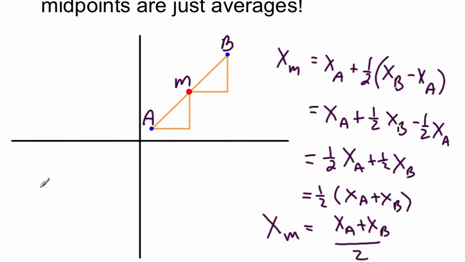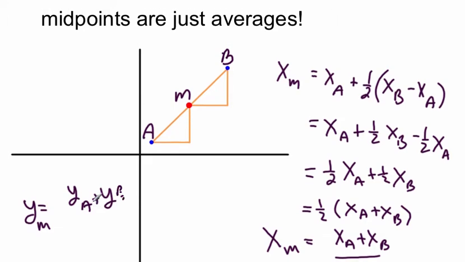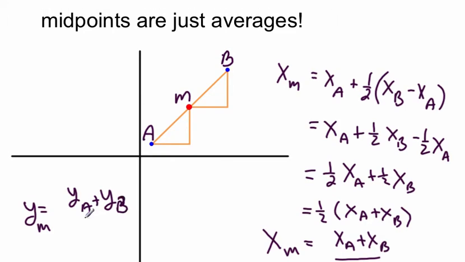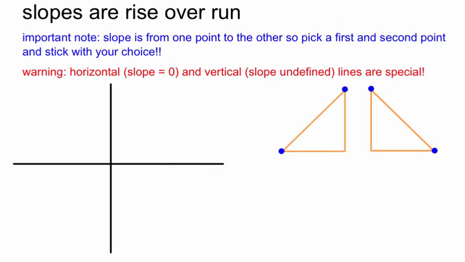And likewise, we'll find that the y-coordinate for the midpoint will be simply the y-coordinate for A plus the y-coordinate for B, all divided by 2.